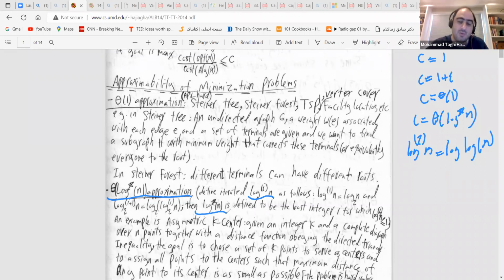Log star n is defined to be the least integer i such that log i of n is less than or equal to 1. So how many times do I have to take the log to become less than 1? This is a very slowly growing function. It is still increasing, but very, very slowly. For all practical purposes log n is already very small and almost like a constant, but this is much better than that. It is the minimum i for which log i of n is less than or equal to 1.